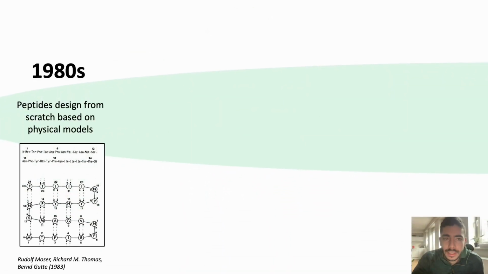Since the discovery of proteins back in the 19th century and their basic building blocks, the amino acids, it was long thought that protein design was impossible, that it was something that only nature could do. But it was already some 40 years ago, in the 80s, that some researchers started taking the first steps. And purely based on physical models, they were able to manually design and synthesize small peptides from scratch.